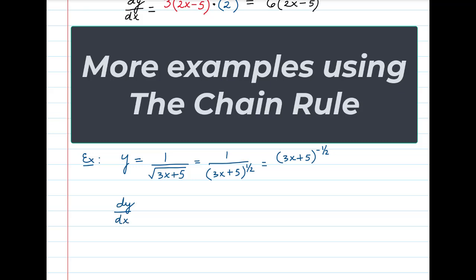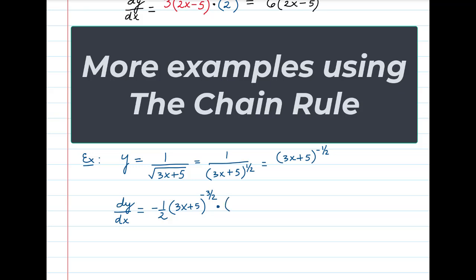dy/dx will be equal to, from this last expression, you can see how the inner function is whatever's inside the parentheses, and the outer function is just x raised to the negative 1/2, that power function. So then we're going to use power rule first, because remember, we always do the derivative of the outer function first. So that's going to be: bring the negative 1/2 to the front, keep the inside the same, and that negative 1/2 goes down 1. So negative 1/2 minus 1 would be negative 3/2, and then times the derivative of the inside.